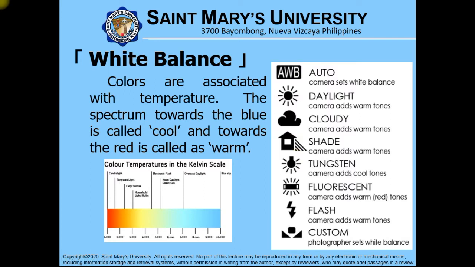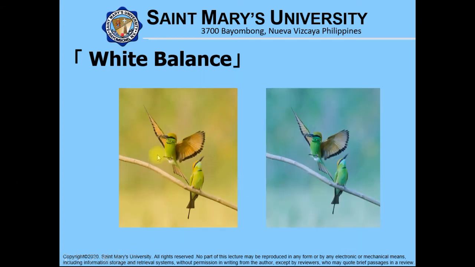So here is the color temperature scale in Kelvin. The blue end is called cool, and the red end is called warm. Here are the settings for us to maintain the white balance. Daylight, the camera adds warm tones. Cloudy, the camera adds warm tones. If it is shady, the camera adds warm tones also. Tungsten, the camera adds cool tones, and fluorescent adds red tones, etc. Here is an example of a warm image, and here is a sample of a cool image, somewhat reddish and bluish in the background.